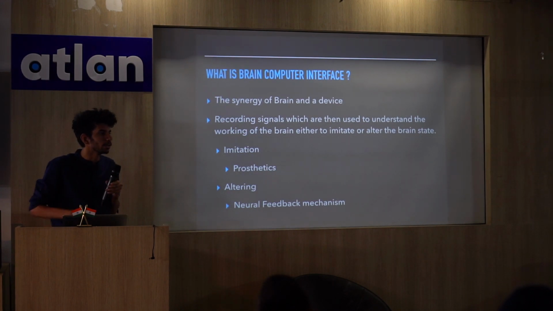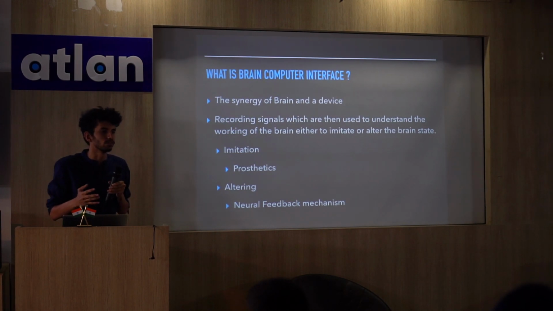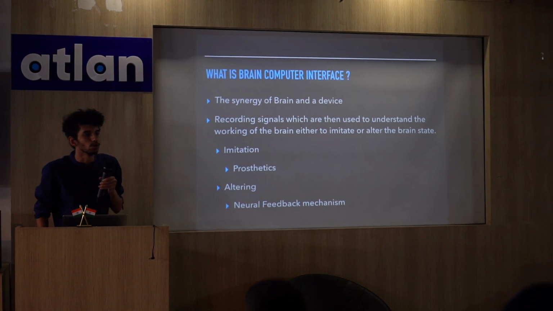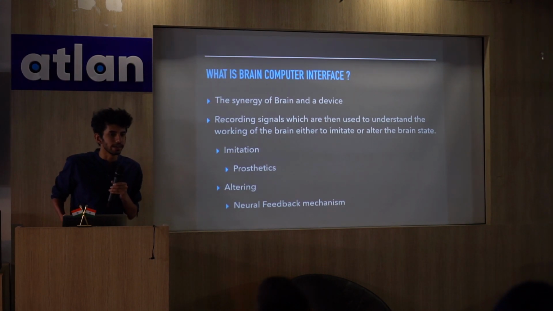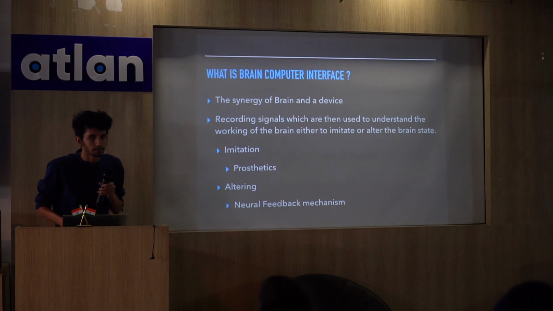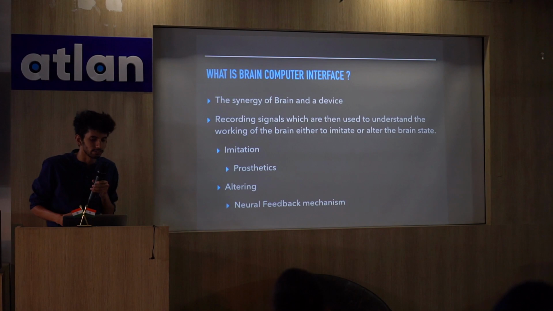Now, you can consider imitation as, for example, a person who does not have a limb, and you are able to transform your brain signals to the prosthetic and it moves, which is something Johns Hopkins University has been doing for a pretty long time, and they've been really successful with it.